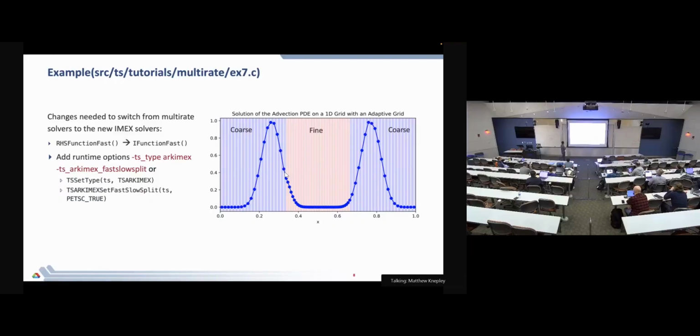The only thing you need to do is just to change the RHS function fast to I function fast. That means you are moving stuff from the right-hand side to the left-hand side. If you don't do this change, the code still works, but that means you're essentially using just the explicit part of the IMEX. You don't have anything for the implicit treatment. Then you can change the solver type to ARK IMEX and specify that I would like to use the fast-slow split by adding this option. You can also do this using the C APIs.